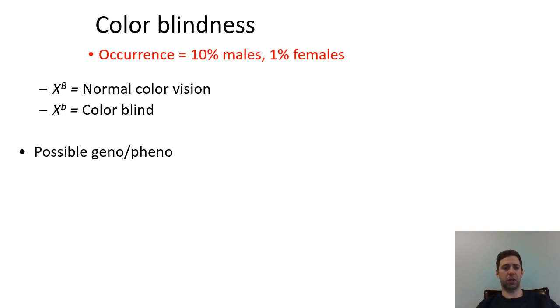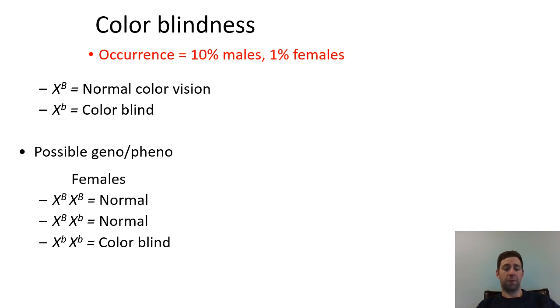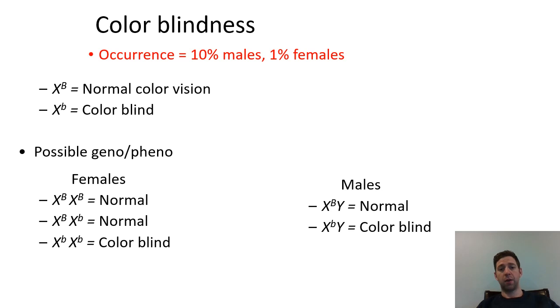All right, so here's the genotype and phenotype possibilities. For females, there's 3 outcomes. You could be homozygous dominant, which is normal vision. You could be heterozygous, which is normal vision, or you could be homozygous recessive, which is colorblind. For males, there's only 2 outcomes because there's only one X chromosome, so you either are dominant or recessive, you're either normal or colorblind.